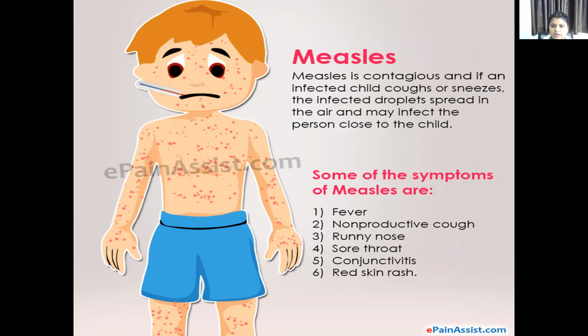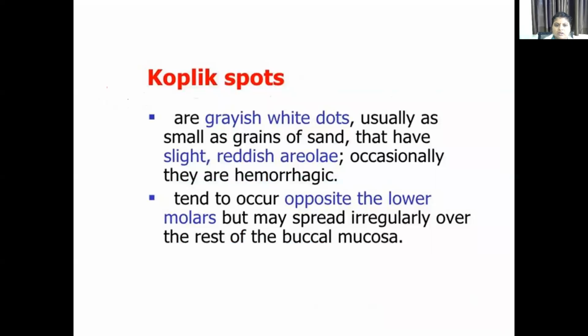Measles is contagious, and if an infected child coughs or sneezes, it spreads in the air and infects persons close to the child. Some of the symptoms are fever, non-productive cough, runny nose, sore throat, conjunctivitis, and red skin rashes. Another important pathognomonic feature of measles is Koplik spots.